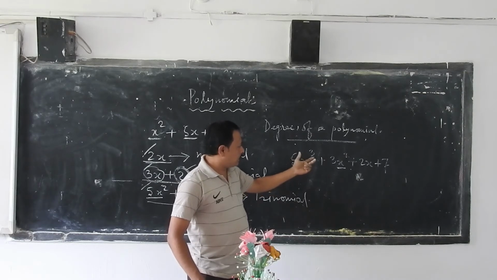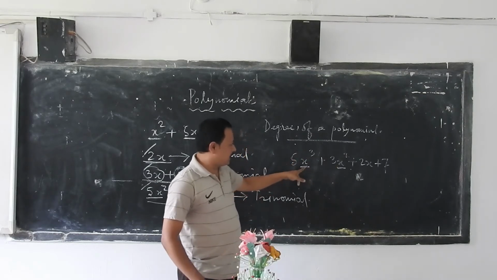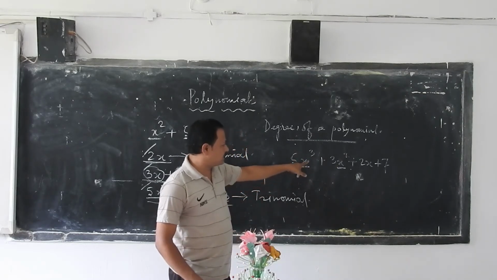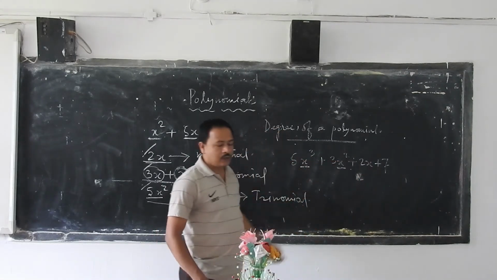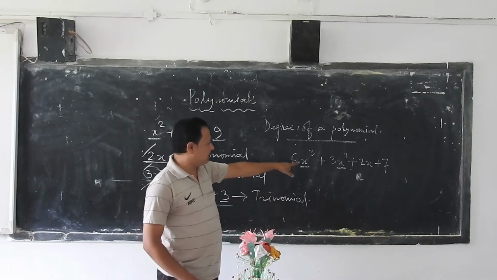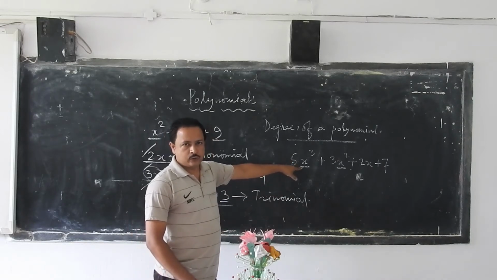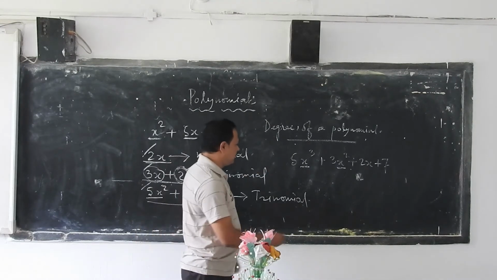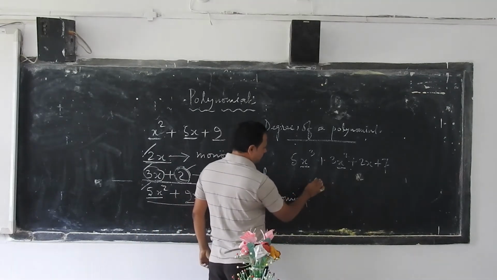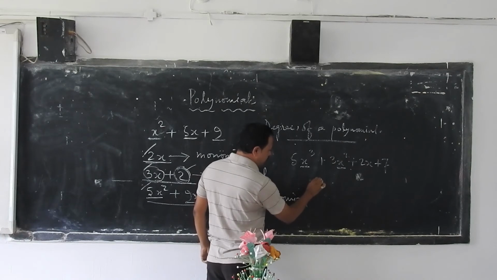Here the variable is x. Here the power of x is 3, here the power of x is 2, here 1. That means the highest power of the variable here is 3. So the degree of this polynomial will be 3. So like this you can find out the degree of a polynomial.